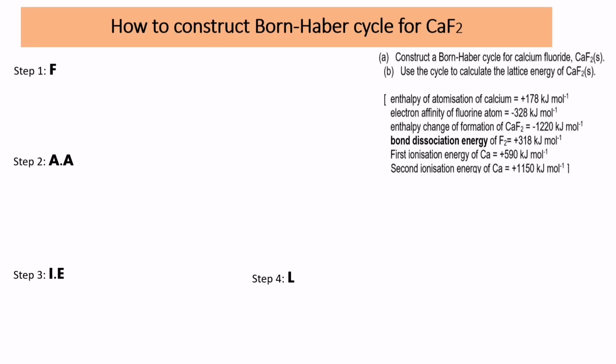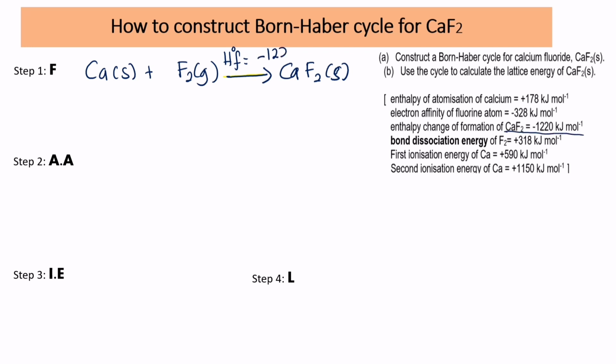So we continue to construct the Born-Haber cycle for CaF2. Start with F, the enthalpy of formation of CaF2. CaF2 solid comes from its elements. Its elements are Ca solid plus F2 gas. The enthalpy of formation of CaF2 is equal to negative 1220 kilojoules. The equation is balanced, with 1 mole of F2 and 1 mole of Ca.